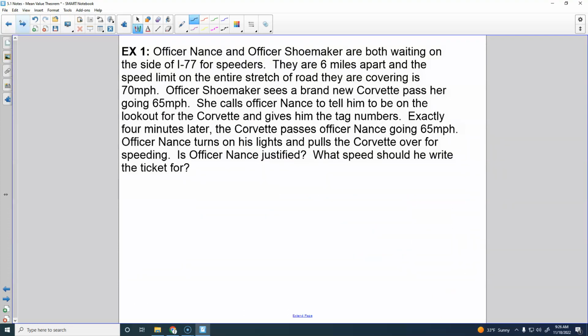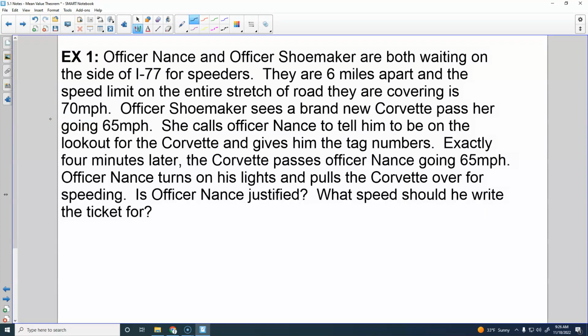So this, I love this example. It sometimes causes controversy on whether or not this is just. But in this situation, we need to assume that Officer Nance and Officer Shoemaker here can prove everything 100%. It might be difficult for that to actually happen, but they have rock solid proof that everything that happens here actually happened. Okay? So Officer Nance and Officer Shoemaker are both waiting on the side of I-77 for speeders.